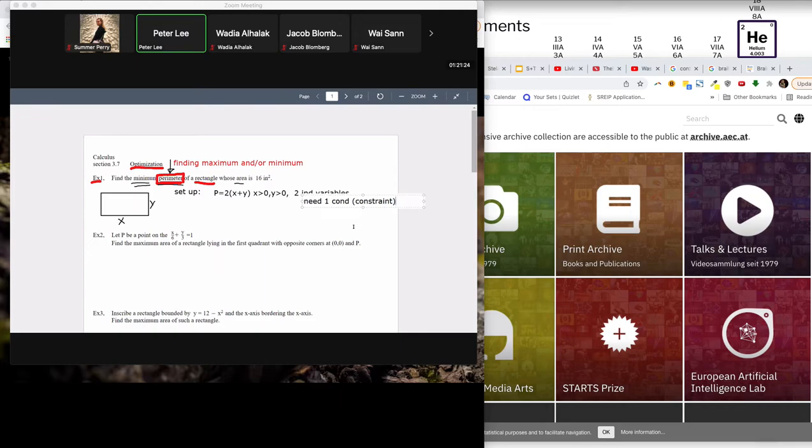So we have two independent variables, X and Y. Is there any relation between X and Y? Yes, we have a condition. What is the condition? X times Y must equal 16. Is that the only condition we have here? Yes, that's it. And lastly, we want to write the question: find the minimum perimeter. So that will be the question, and this is now the complete setup. The complete setup is right here.